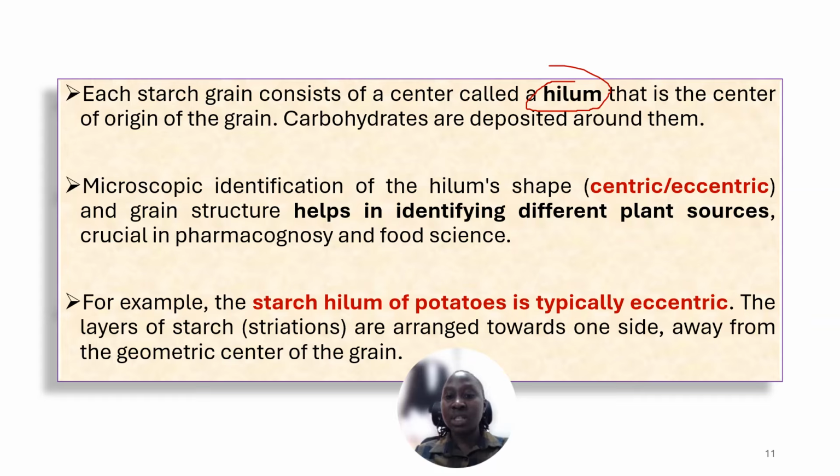We are going to see what eccentric and centric mean when it comes to this hilum. For example, the starch hilum of potatoes is typically eccentric. We will observe this in the images to see. It means the layers of starch are arranged towards one side. They are not in spherical form. They are arranged toward one side, following where the hilum is.